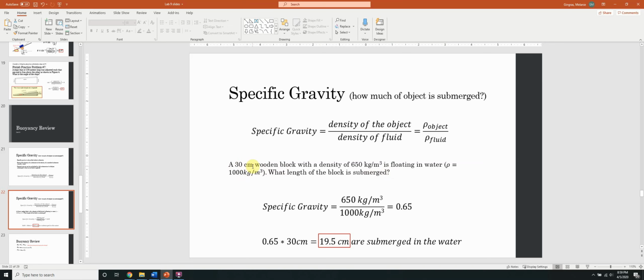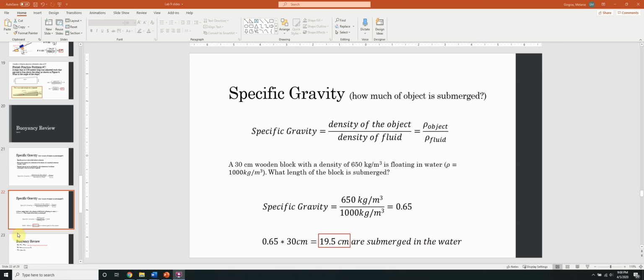Okay, so to find the specific gravity, we're going to divide the density of our object by the density of our fluid, so 650 by 1,000, so we get 0.65. Now, in order to figure out how much of it is submerged, we're going to take that fraction and multiply it by our given length, which was 30 centimeters. So 0.65 times 30 centimeters gives us 19.5 centimeters submerged in the water, which would of course mean that 10.5 are outside of the water, or not submerged.